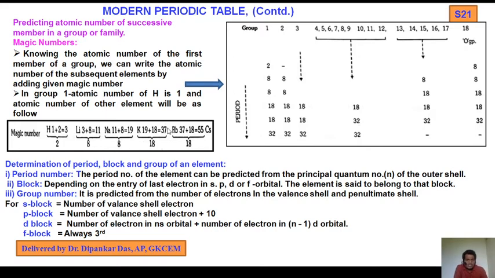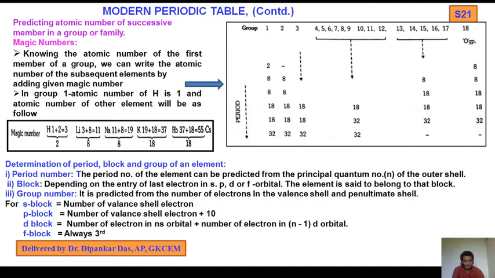Now group number. It is also very important. It is predicted from the number of electrons in the valence shell and penultimate shell. Number of valence shell electrons means how many electrons are present in the outermost shell. In the case of s block, the number of valence shell electrons equals the group number. So to find the group number of an s block element, the number of electrons present in the s orbital of the outer shell is the group number.